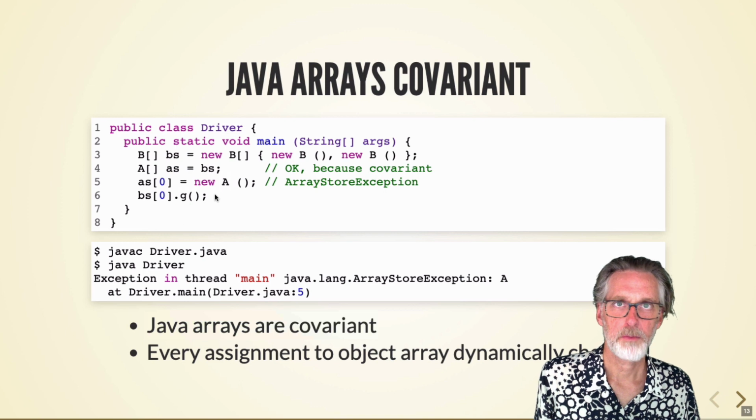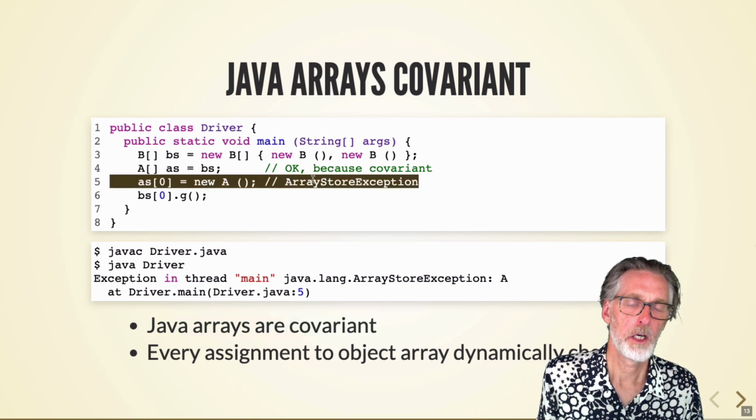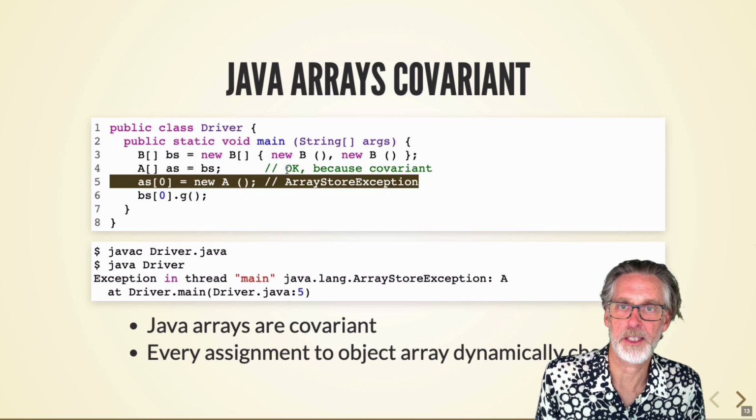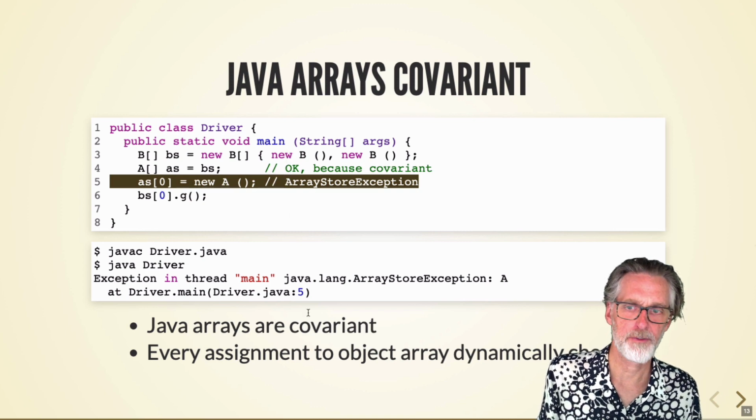So note that we have to pick something here. Either we make arrays invariant like Scala, or we have to check things like this in Java, or we simply throw out safety like we do in C. But we've got to do something if we want to maintain safety.